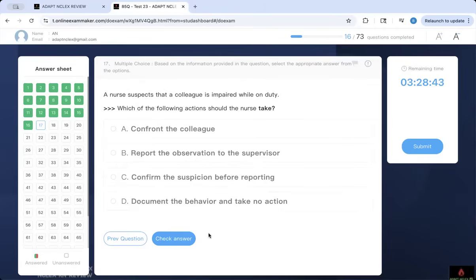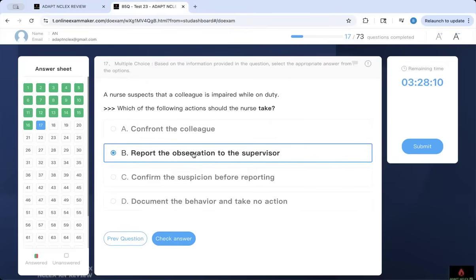And then suspect that a colleague is impaired while on duty. Which of the following actions should the nurse take? Confront the colleague, report the observation to the supervisor, confirm the suspicion before reporting, document the behavior, and take no action. You can see that impaired, safety, this is a safety question. NCLEX loves safety, infection control. This is NCLEX strategy. Pick your answer and I'll give it to you. You pick your answer? I know you've got to follow chain of command.